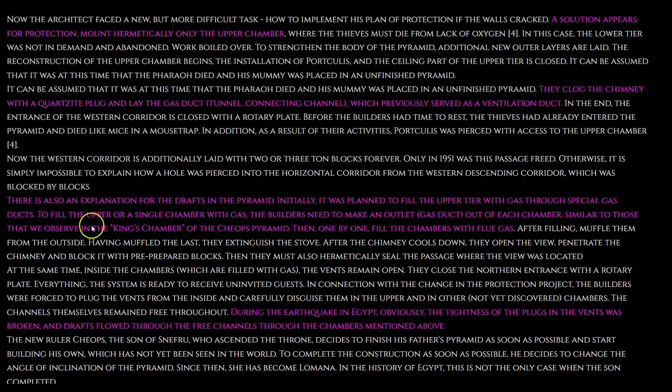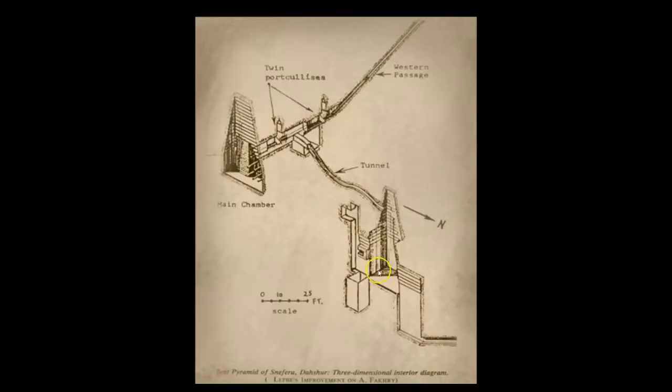They also make some explanation for the drafts found inside of the pyramid, because again, they're implying that the furnace chamber system of the lower chamber system was connected through ducts or shafts into that upper primary reaction chamber. They propose that during an earthquake in Egypt, the tightness of the plugs in the vents was broken, and now the drafts that we see in there today are flowing freely through these channels that were intended to connect this chimney system here into your upper primary reaction chambers.